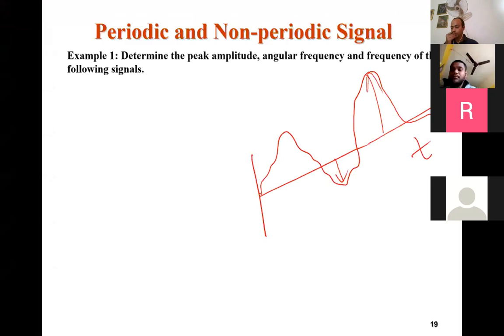Discretized or digital signal means what? The amplitude is not there at every instant of time. It is discretized on the time axis.